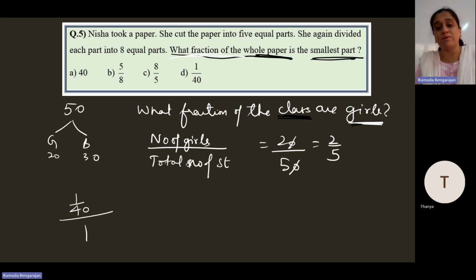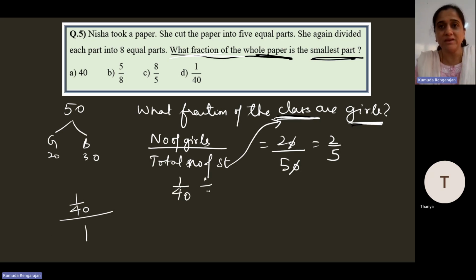What fraction of the whole paper? See here, what fraction of the class? What was the denominator? The class. So here, what fraction of the whole paper? How do you represent the whole paper? 1. The smallest part, how much is it? 1 by 40. So 1 by 40 is the numerator, divided by the denominator, which is 1. Divided by 1 means what? Like you have 50 chocolates and you're dividing that by 1. 50 itself, right? So 1 by 40 divided by 1 is 1 by 40. So the correct answer is option D.